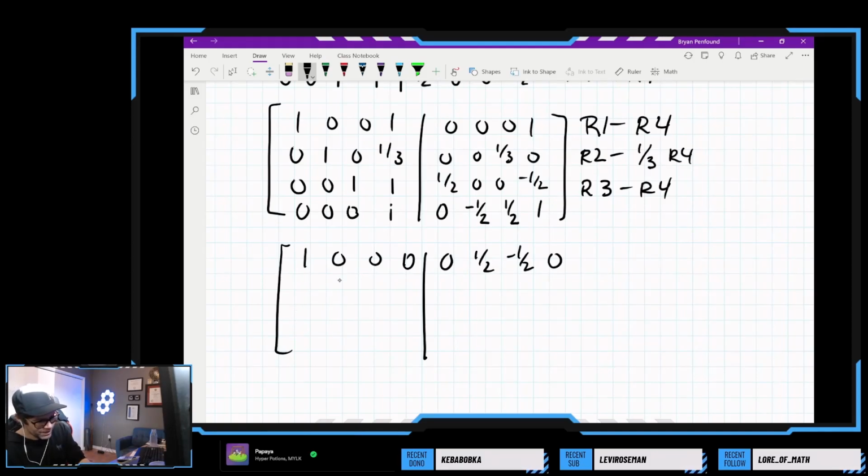Do I want to do row 2? Okay, I guess I'll do row 2. Okay, so 0 take away a third of 0. 0 plus 1/6 is what we get here. 0 plus 1/6. This is going to be 1/3 take away 1/6. What is 1/3 take away 1/6? I think that's just a sixth, right? And then 0 take away 1/3.